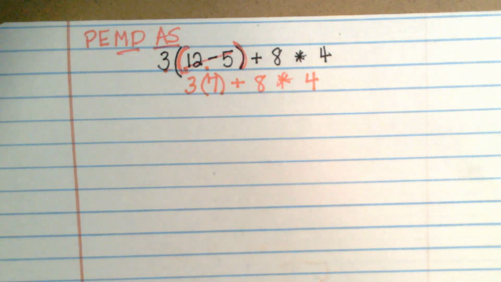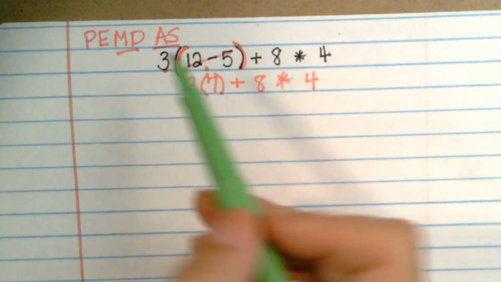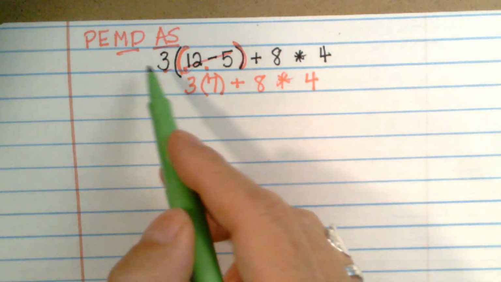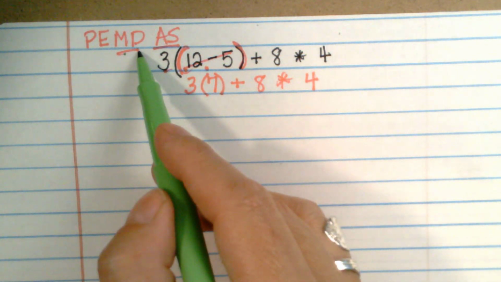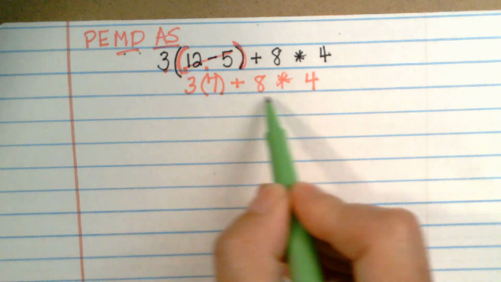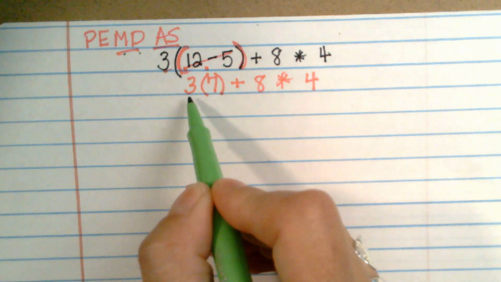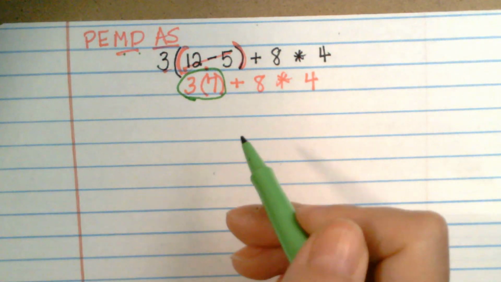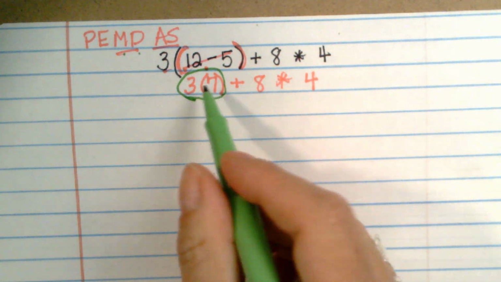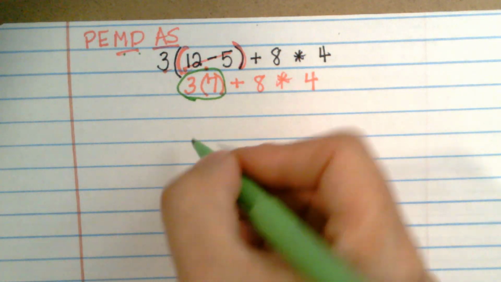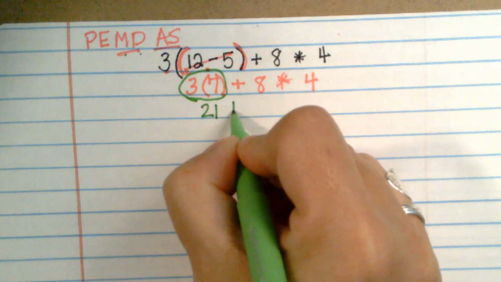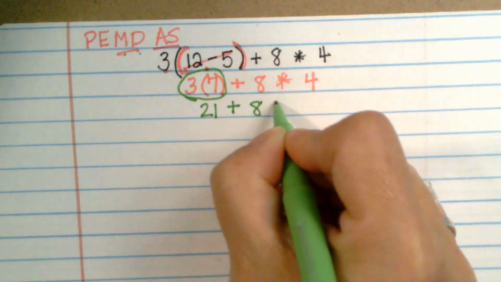I finished my first step. Now I go on to the next. I no longer have parentheses. Remember, that's multiplication. Do I have multiplication and division? Why, yes, I actually have 2. But remember, I do whichever one comes first. So I'm going to do this. Remember what this is? 3 times 7. 3 times 7 is 21. I bring the rest of my problem down.